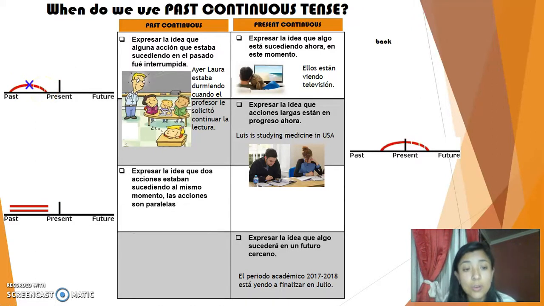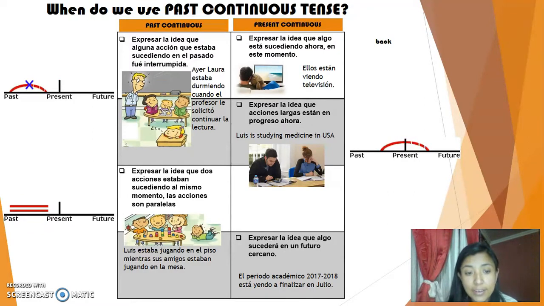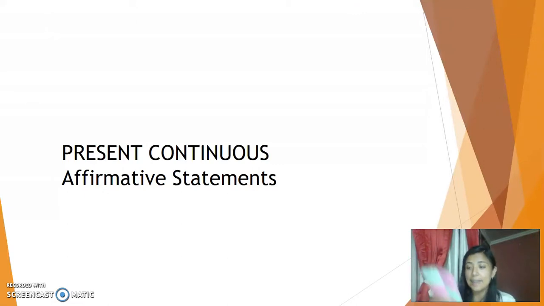And also we use past continuous to express the idea that two actions were happening in the same moment, which means that the two actions are happening simultaneously. For instance, Luis was playing on the floor while his friends were playing on the table. Okay, so let's go inside.